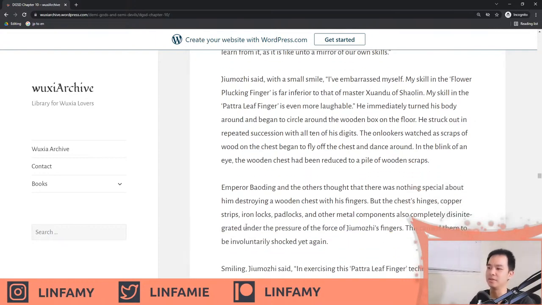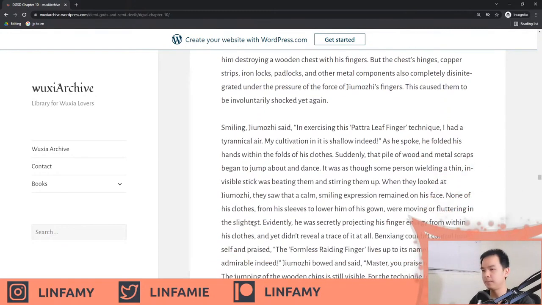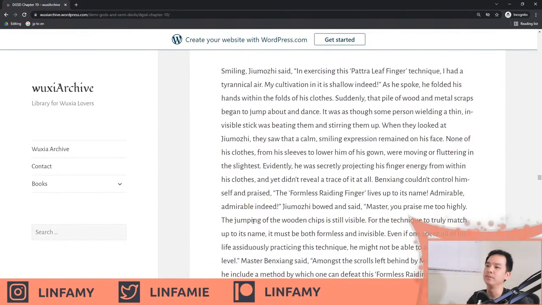Emperor Baoding and the others thought that there was nothing special about him destroying a wooden chest with his fingers, but the chest's hinges, copper strips, iron locks, padlocks, and other metal components also completely disintegrated under the pressure of the force of Jiumozu's fingers. This caused them to be involuntarily shocked yet again. Smiling, Jiumozu said, "In exercising this patra leaf finger technique, I had a tyrannical air. My cultivation is shallow indeed."